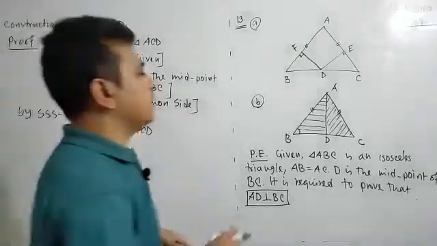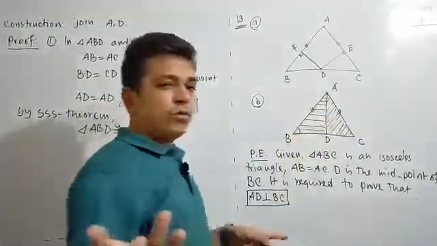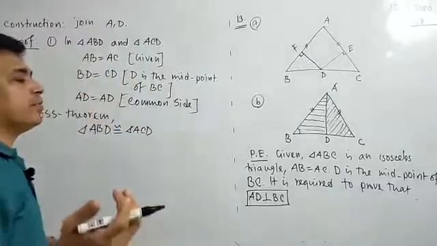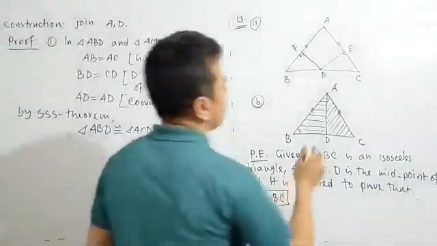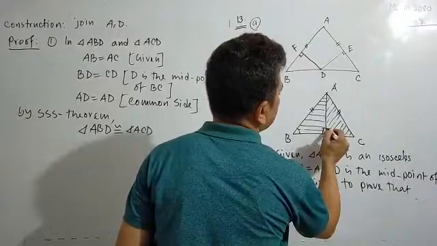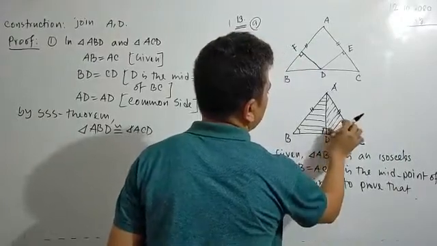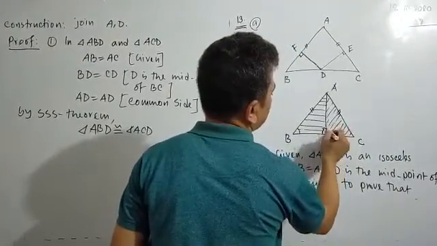Look at that here. This triangle and this triangle are congruent. So we can say the corresponding angles are equal. So this angle and this angle, both of these angles are the same.